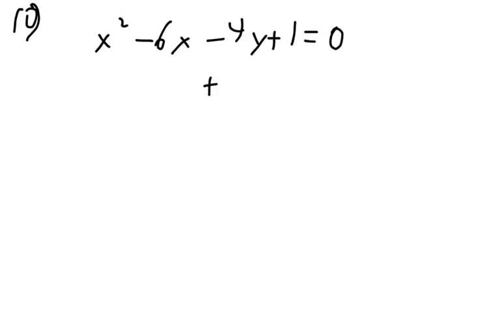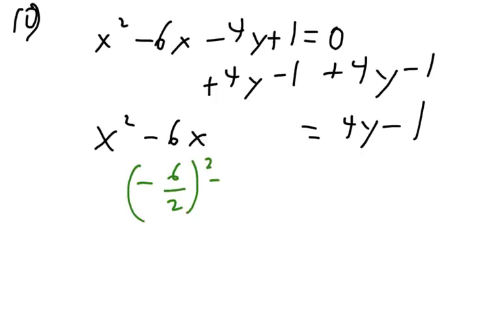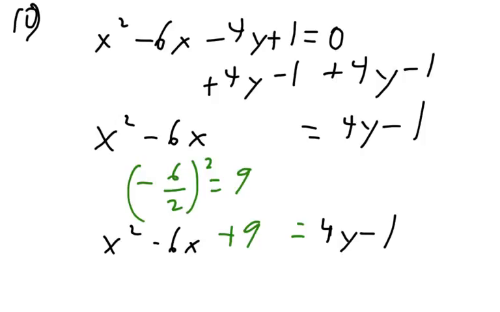Alright, problem number 10. We're going to get the x squared by itself. So we got x squared minus 6x. And on the other side we have plus 4y minus 1. We're going to do -6 divided by 2 squared, which equals 9. So we got x squared minus 6x plus 9 equals 4y minus 1 plus 9.